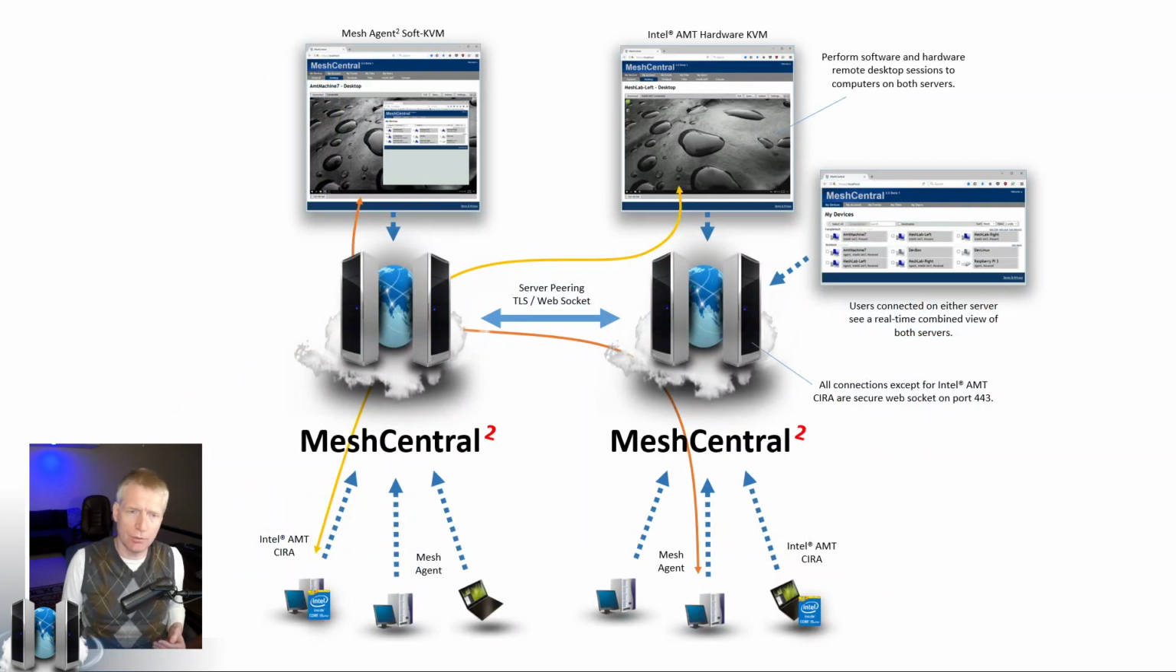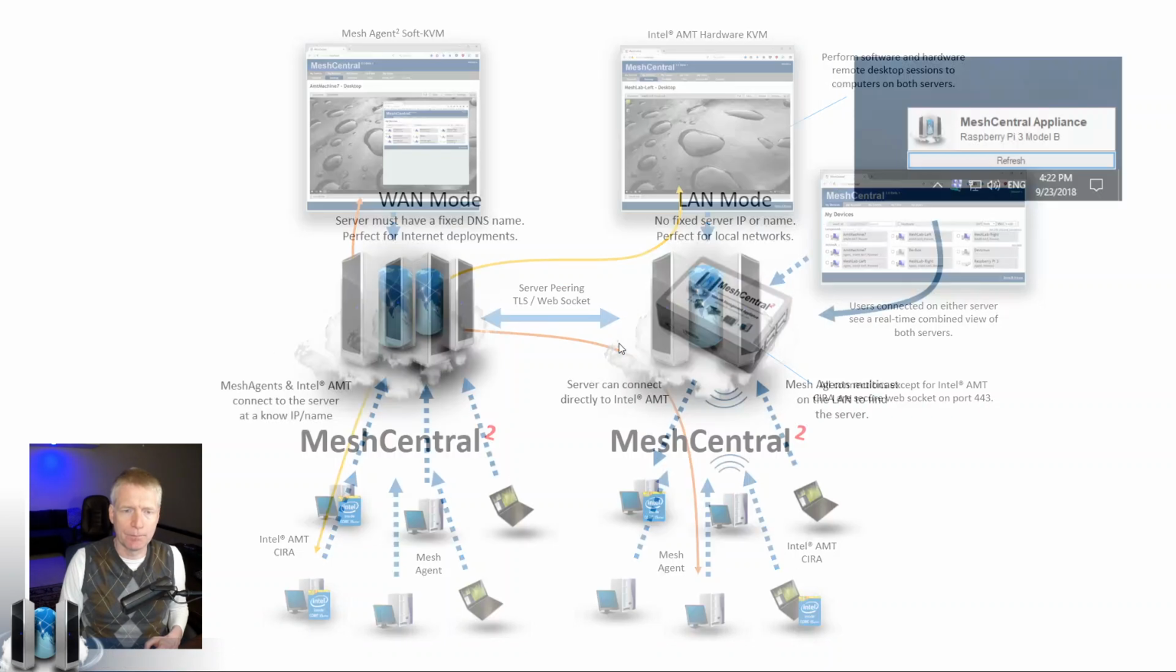MeshCentral supports server peering, so you can have two MeshCentral servers. You will need to have a MongoDB database set up with change stream turned on. But once you have that, you can have two or actually more servers running in parallel, and you can load balance the connections between your servers with a reverse proxy.